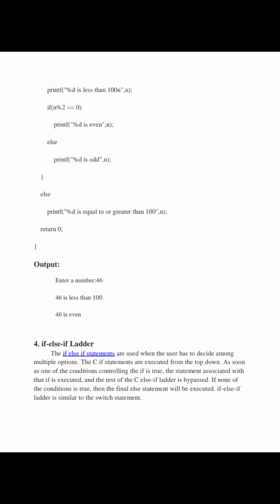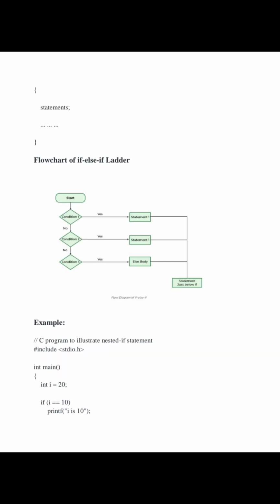If else if, also known as ladder if. The if else if statements are used when the user has to decide among multiple options. The C if statements are executed from the top down. If none of the conditions is true, then the final else statement will be executed. If else if, ladder if, is similar to the switch statement.